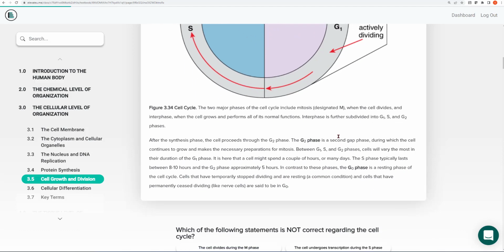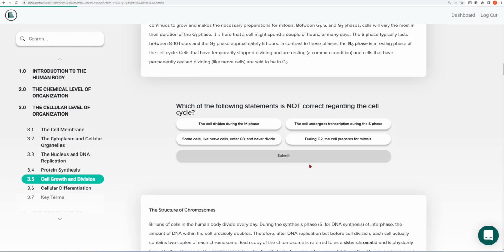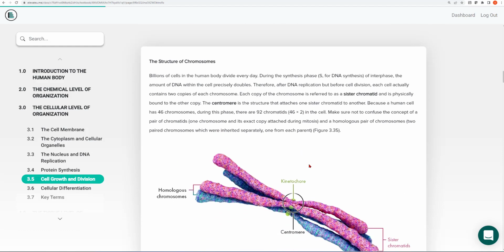So nice little conversations down here about G2 and G1. And so that's what's happening in the stages of the cell cycle.